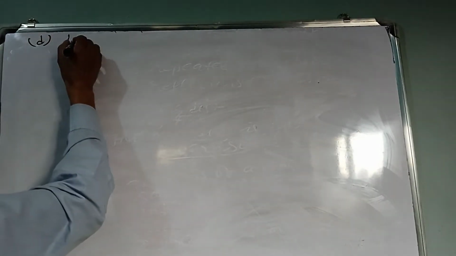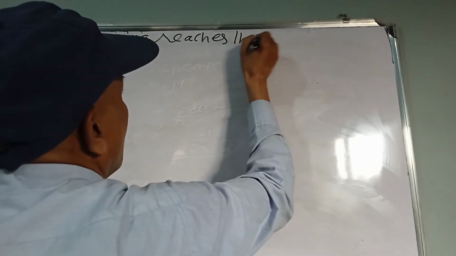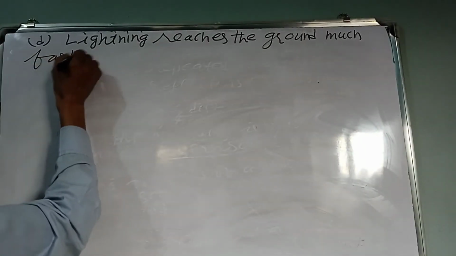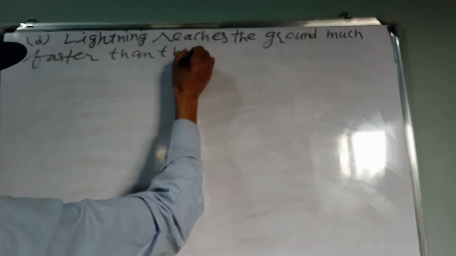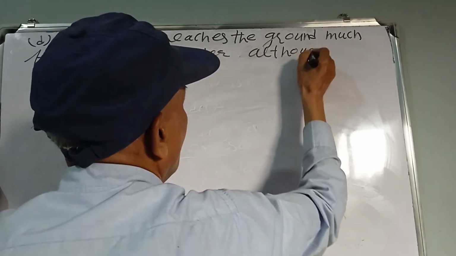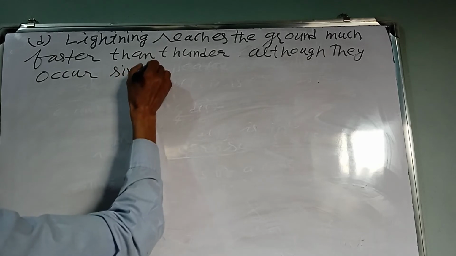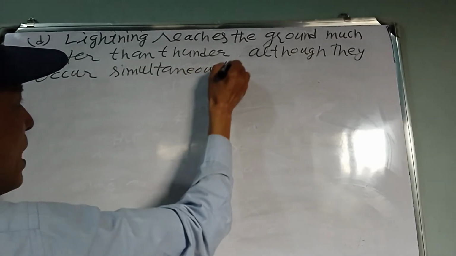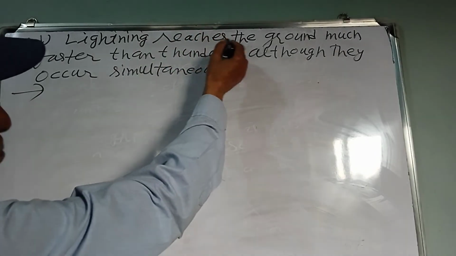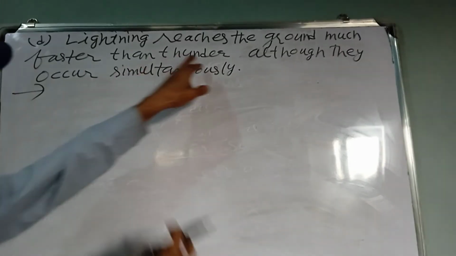D number, lightning reaches the ground much faster than thunder, although they occur simultaneously. Simultaneously means at the same time. What is the reason? Awaz. Bijuli samkita. Pahila bijuli chito auncha jamin ma. Tespachi megh garchan. Arthat awaz bistare pachi auncha. Tada bata aayeko. Yesko speed kam huncha.